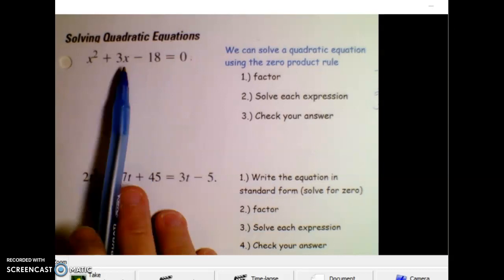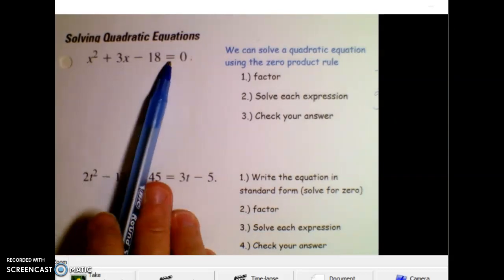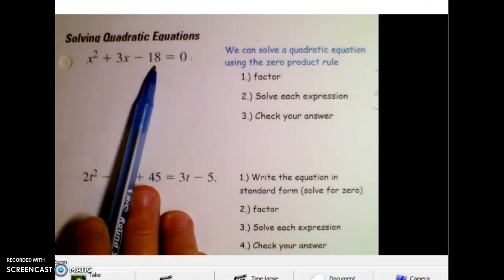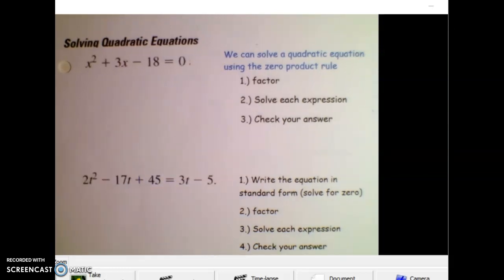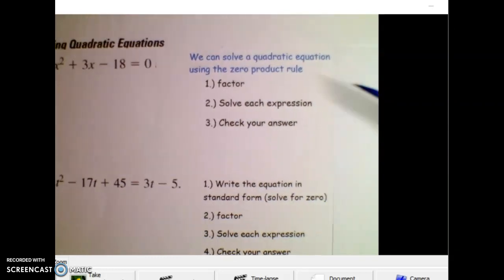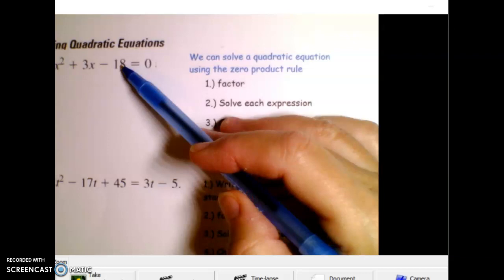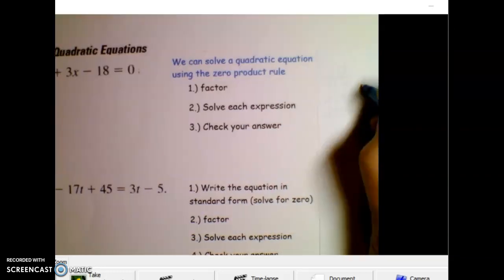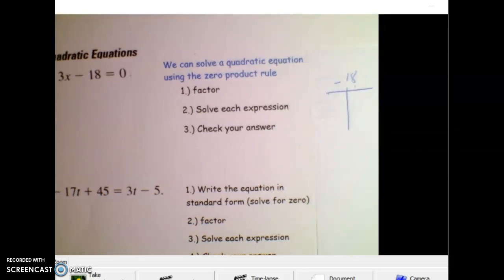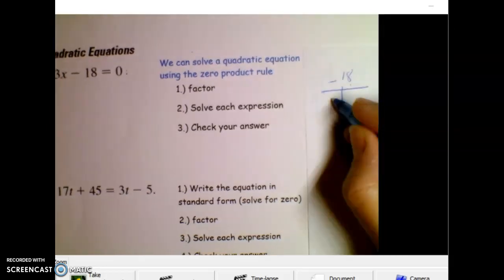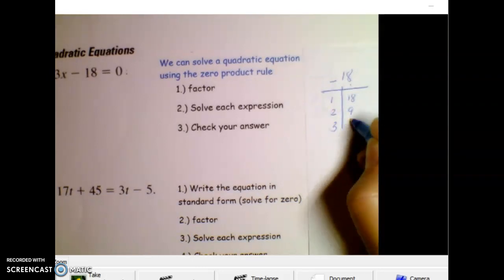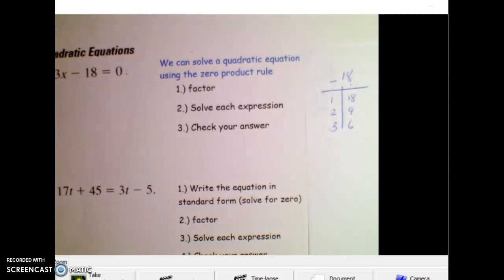So notice this is not just an expression, it's an equation. There's an equal sign and it's equal to 0. All right, so we're going to first try and factor this. So remember, when we factor something, what do we do? We start by listing our factors. We're looking for factors of -18. So off to the side, I give myself a little table and say -18 and list my factors. So they would be 1 and 18 and 2 and 9 and 3 and 6. And I think I stopped there.